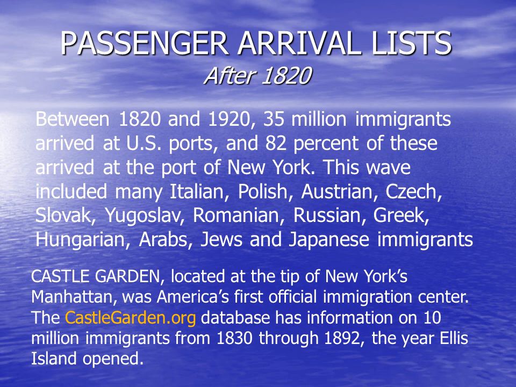Most of these people, until about 1892, arrived not at Ellis Island as we usually think, but at Castle Garden, which is located at the tip of New York's Manhattan. This was America's first official immigration center, and their database, which is kept up to date, has information on 10 million immigrants from 1830 through 1892, which is when Ellis Island was opened.